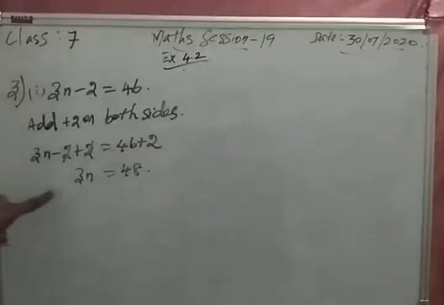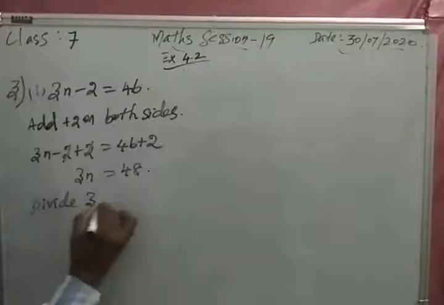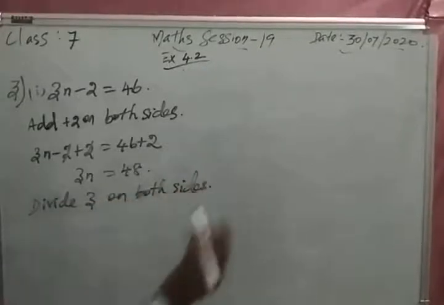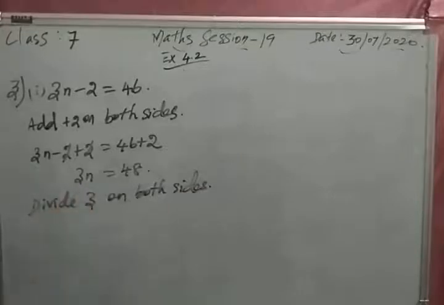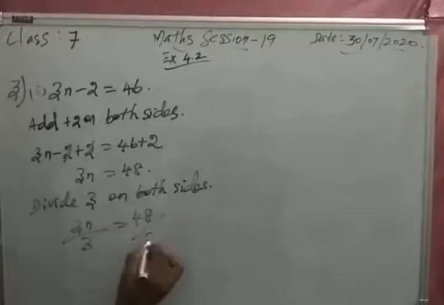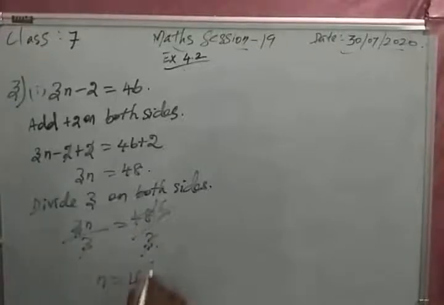Next, what we can do? Divide 3 on both sides. So 3n divided by 3 is equal to 48 divided by 3. The 3s are cancelled. 3 16s are 48. So n is equal to 16.